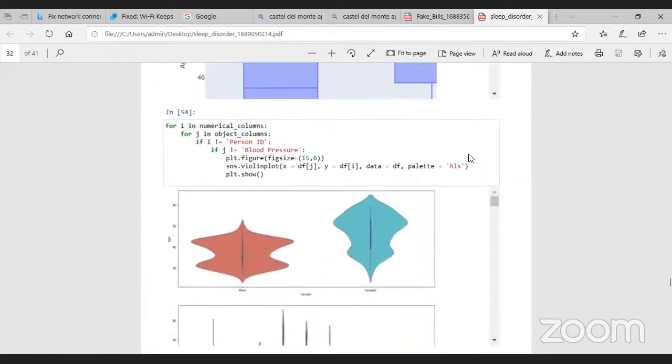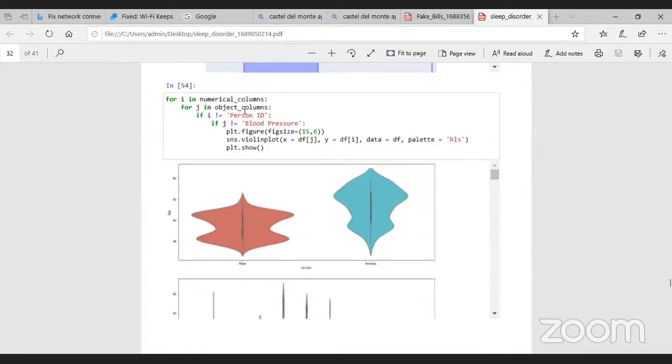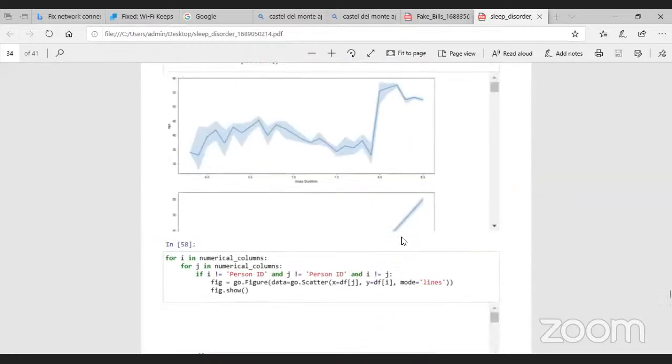So let's have a quick look. What I'm trying to do here is, along with the person ID, I'm trying to match two columns together. So you can say it is a bivariate graph, simply because we are taking two dimensions together. We try to visualize them, right?